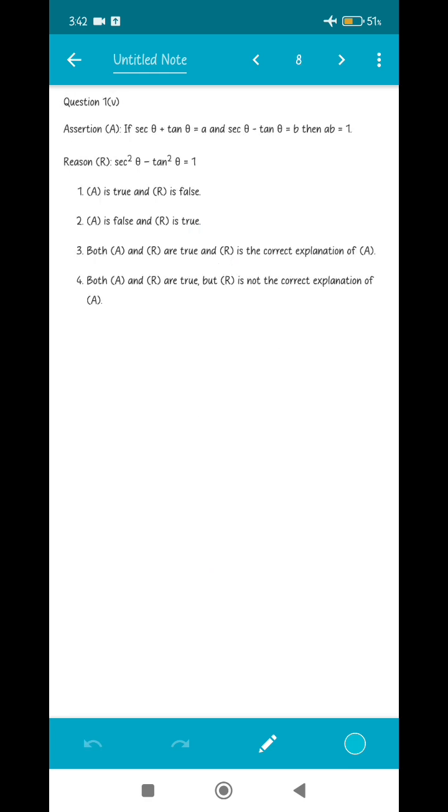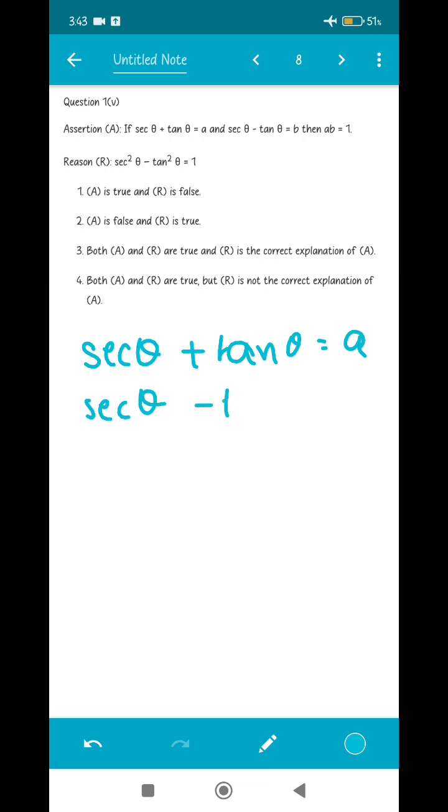Next question, it is an assertion reasoning based question. So I always say that whenever there is an assertion reasoning based question, you have to be very careful while dealing with the options. If sec theta plus tan theta is equal to A and sec theta minus tan theta is equal to B, then AB is equal to 1. So let's see if the assertion is correct. First of all, sec theta plus tan theta has been given as A, and sec theta minus tan theta is equal to B.